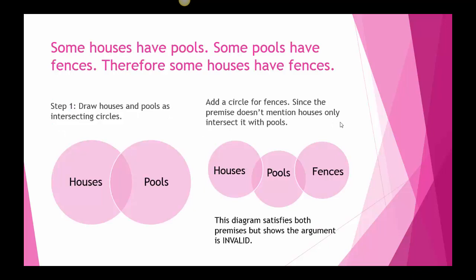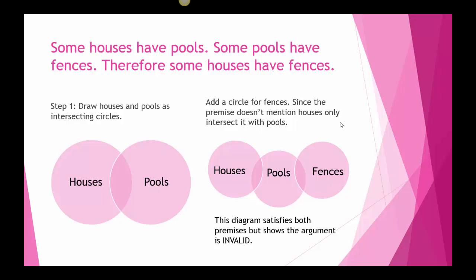All right, so let's look at this one. Some houses have pools. Some pools have fences. Therefore, some houses have fences. All right, so let's start with my first statement. Some houses have pools. I know that some means overlap, so I have houses and pools and I have an overlap. Then it says some pools have fences. Now the only thing that it talks about there is pools and fences, so I want to add the fence circle over to touch the pools.